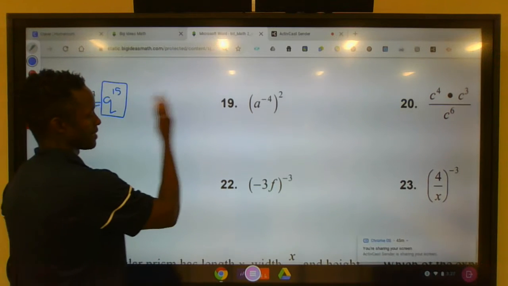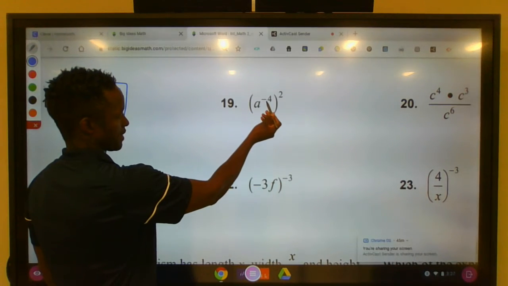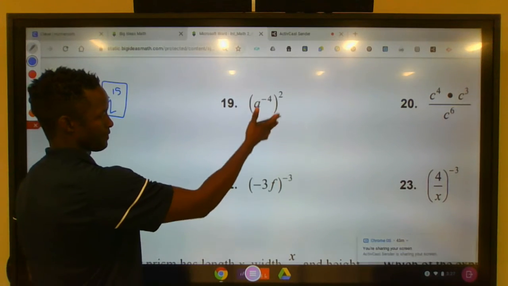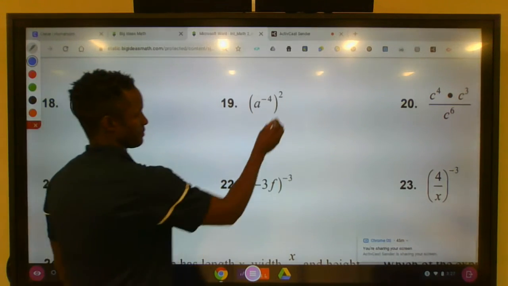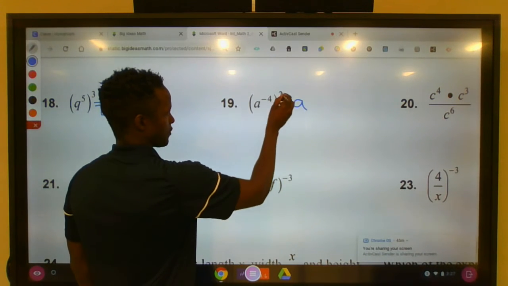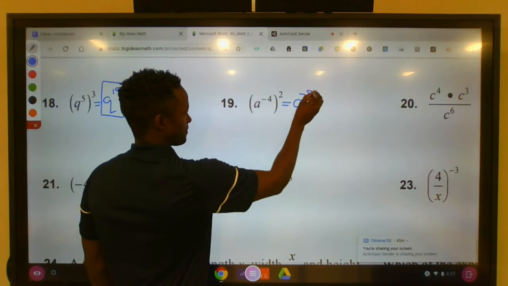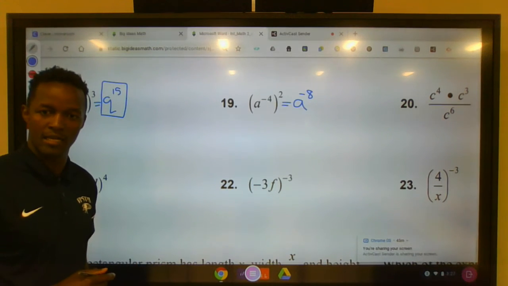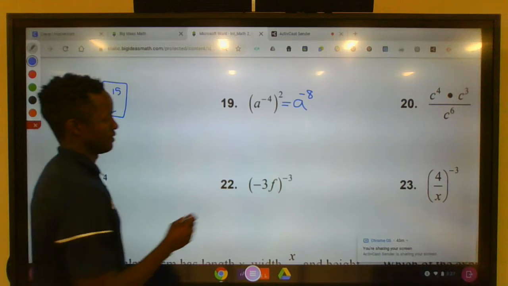Next one, we're applying the same property. The only difference here is that we have a negative 4 inside, so we can multiply and then simplify after. We have a, negative 4 times 2 is negative 8. We're not done yet. We don't want to leave our answers with negative exponents.